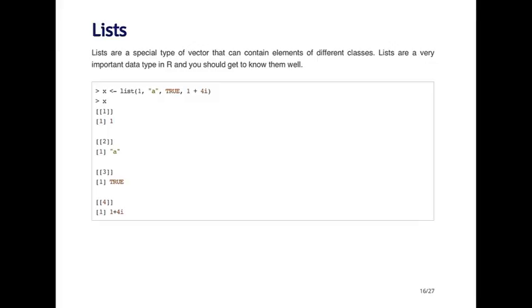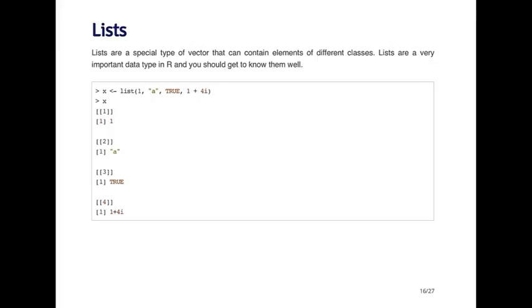So here I'm creating a list called X using the list function, which can be used to construct a list. The first element is a numeric object of 1. The second element is a character, the letter A. The third is a logical, and the fourth is a complex number. So this is not a problem with lists.